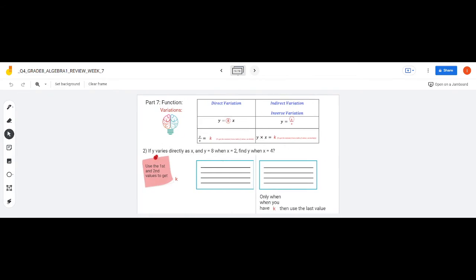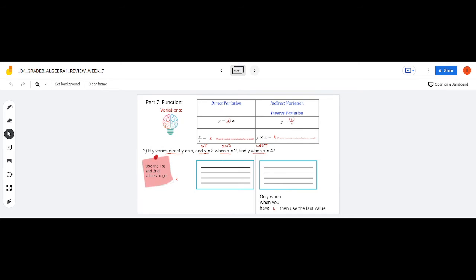All right, let's do one more. So at this point, you can attempt it and come back and check your answer. So we're going to look at keywords. So that will be directly. So what does that tell us? We're going to use this formula. Now, this is our first value, and this is our second value, and of course this is our last value.